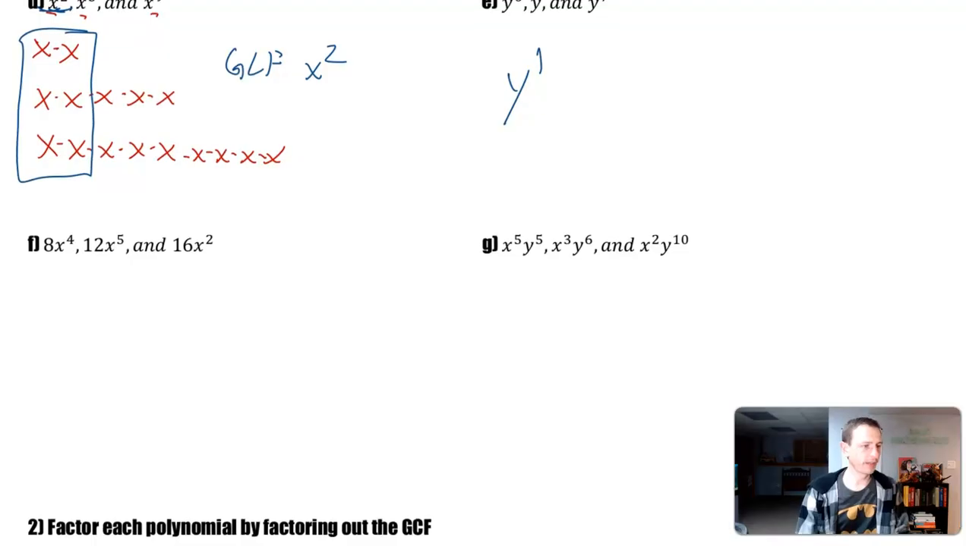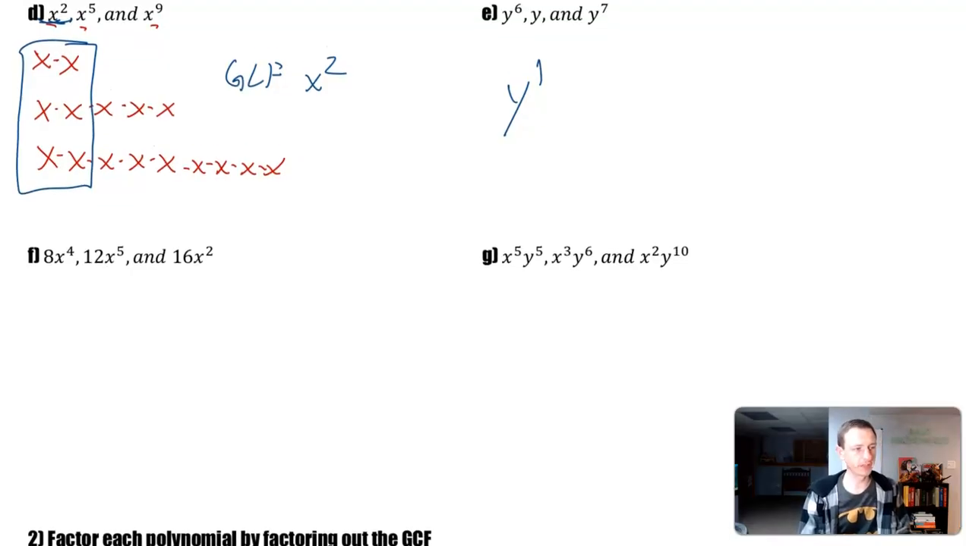Letter F, 8x to the 4th, 12x to the 5th, 16x to the 2nd. So we need to look at each individual term. So let's look at 8. We want to look at the coefficients, and then we want to look at the variables. So 8 is 4 times 2. 4 times 2 is 2 times 2 times 2, so 2 to the 3rd, so let's keep that in mind.